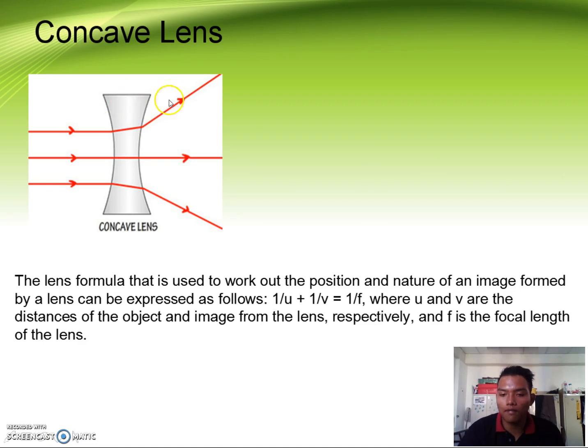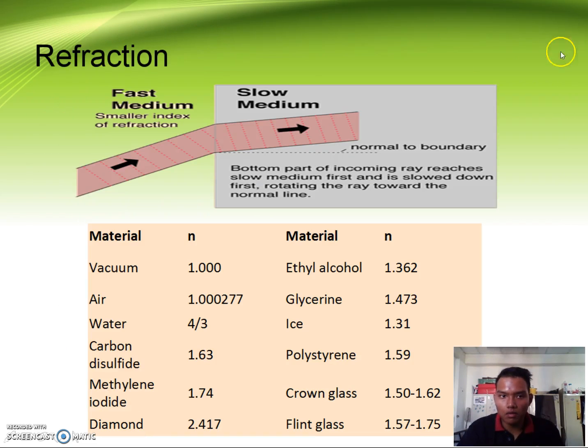This is about the concave lens, the second lens. The lens formula that can be used to work out the position and nature of the image formed by a lens can be expressed by this formula, where u and v are the distances of the object and image from the lens, respectively, and f is the focal length of the lens. Okay. Second is refraction.